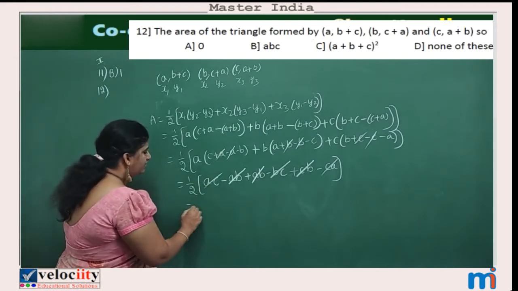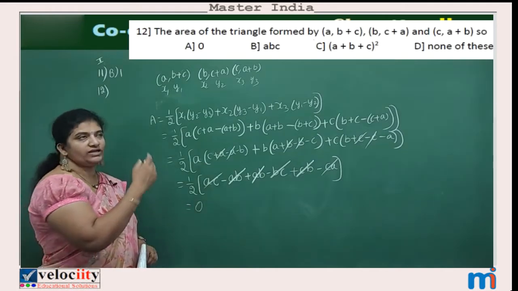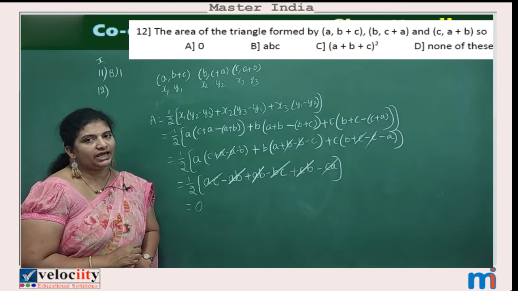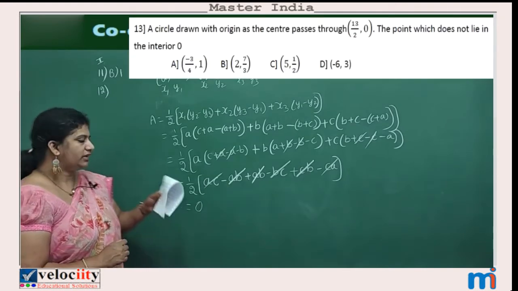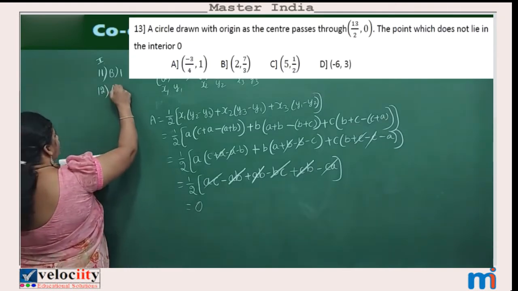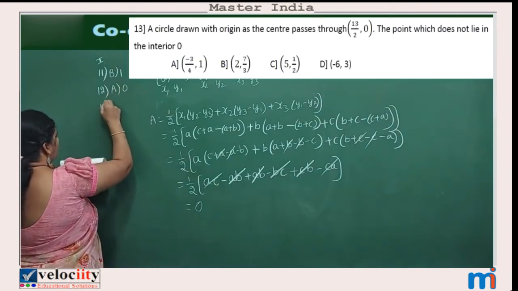0 by 2 will be 0. Therefore, what is the area of the triangle, children? Area of the triangle is 0. Therefore, your option is option A, 0.